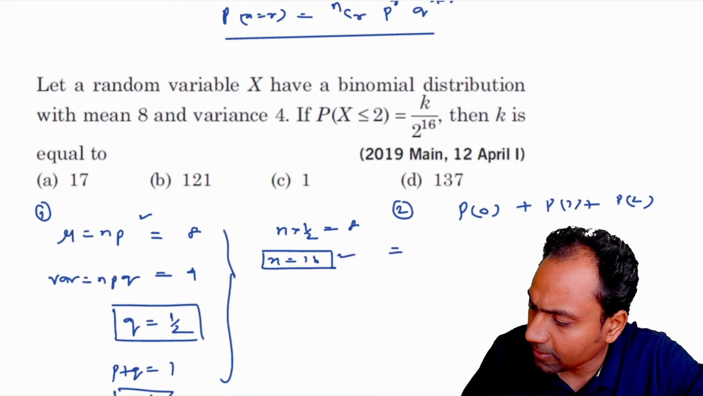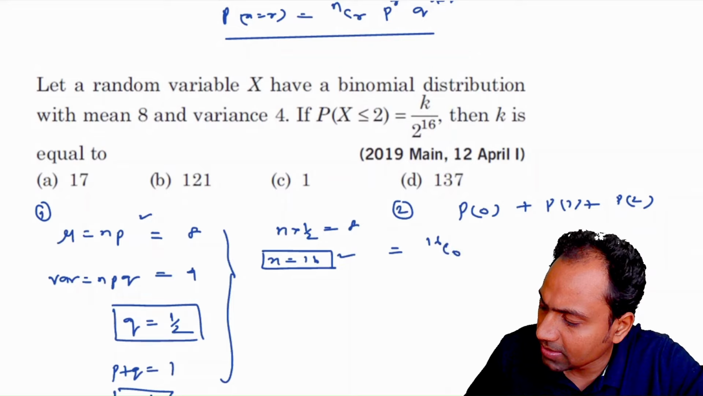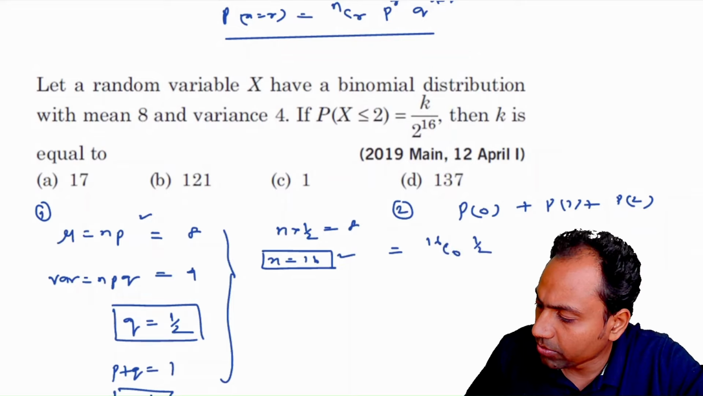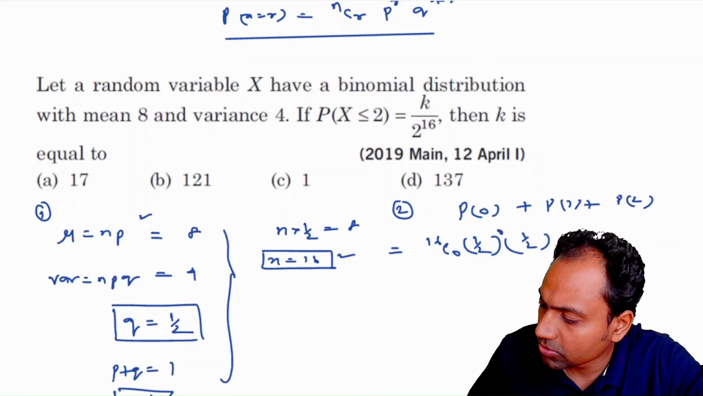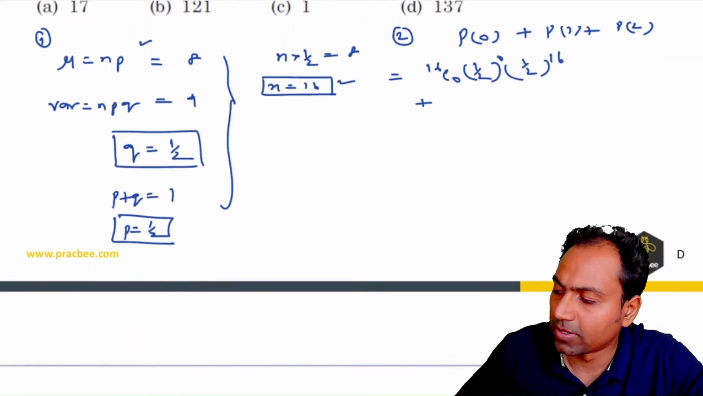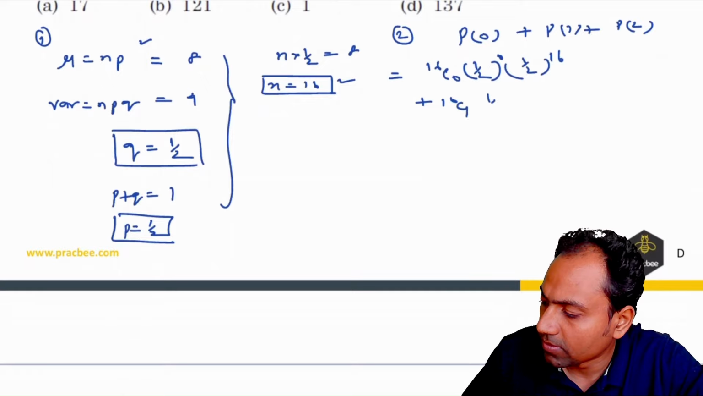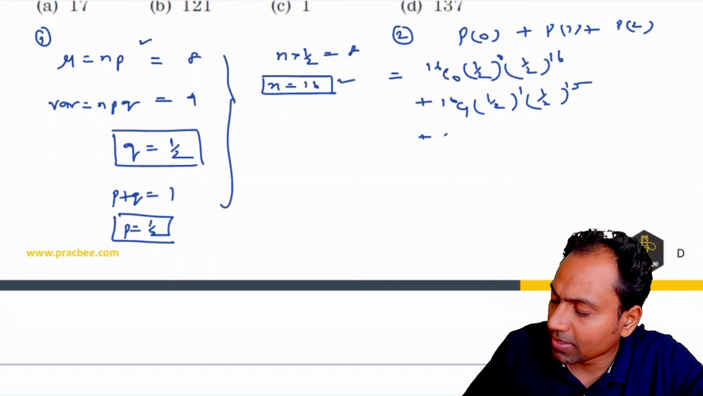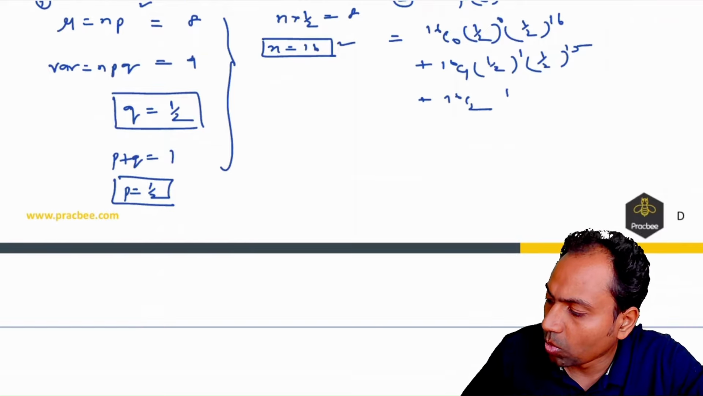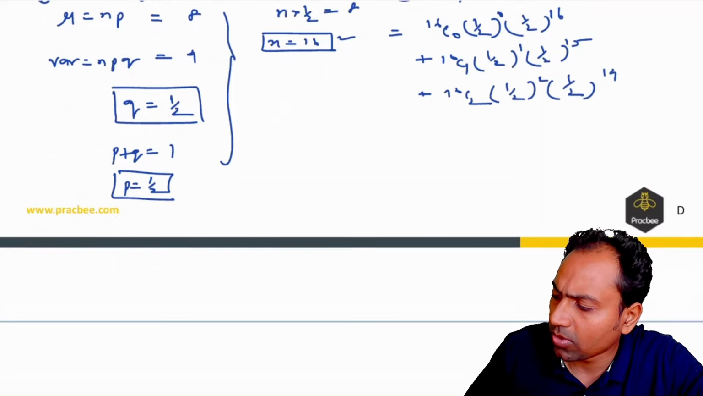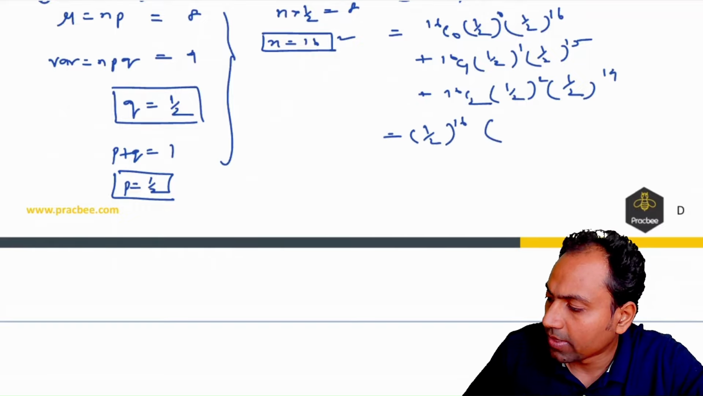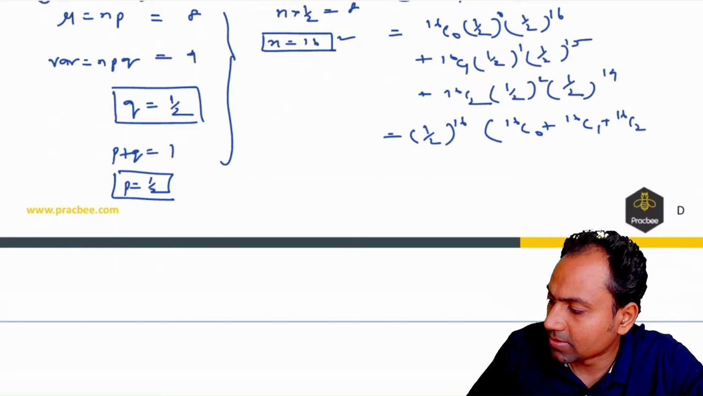So N here is nothing but 16C0 into 1 by 2 raised to the power 0 into 1 by 2 raised to the power 16. Next part will become nothing but 16C1, 1 by 2 raised to the power 1, 1 by 2 raised to the power 15. And the last part can become 16C2, 1 by 2 raised to the power 2, 1 by 2 raised to the power 14. So we can see that if I add it up, 1 by 2 raised to the power 16 will come out. And what we have is 16C0 plus 16C1 plus 16C2.